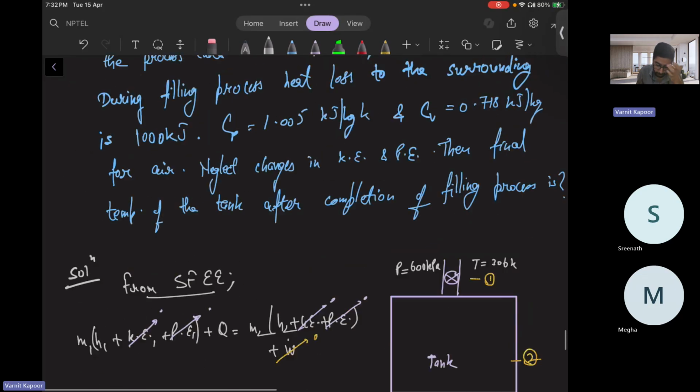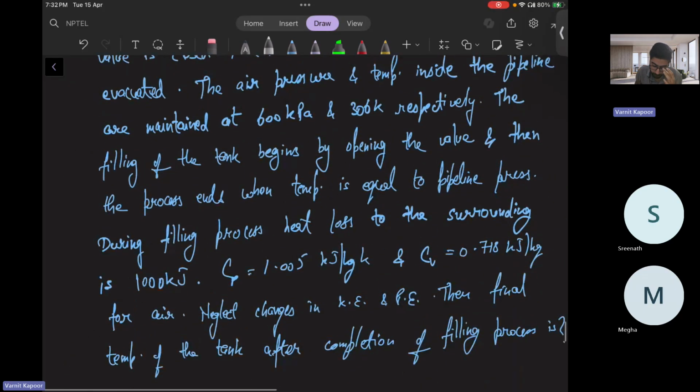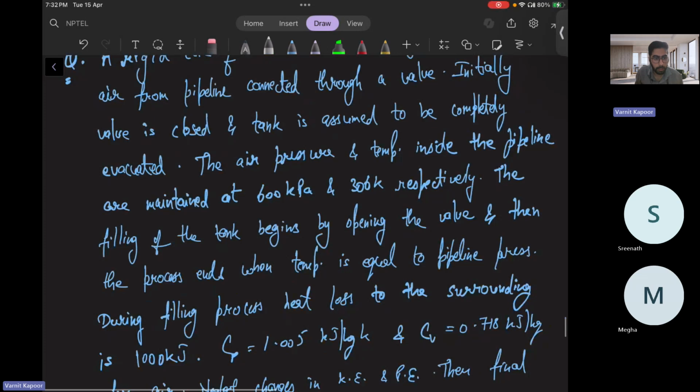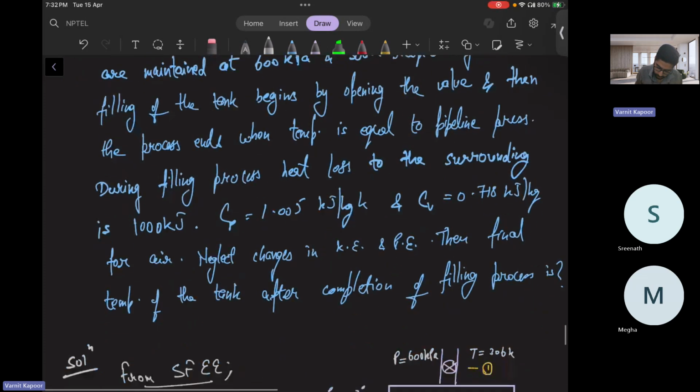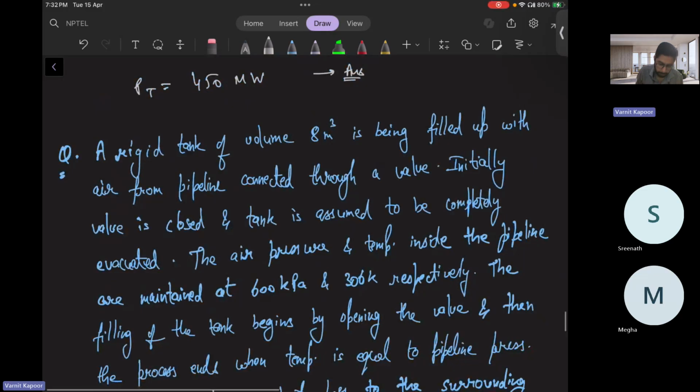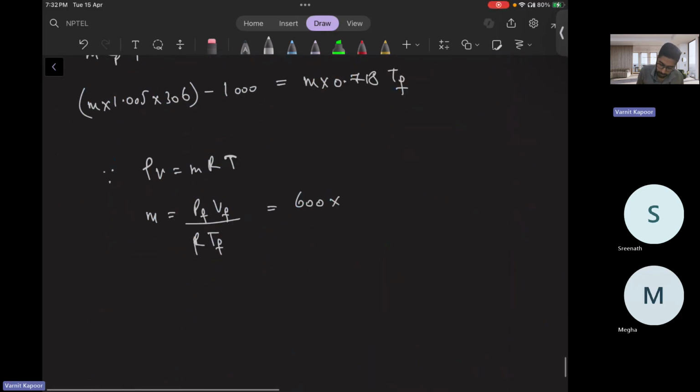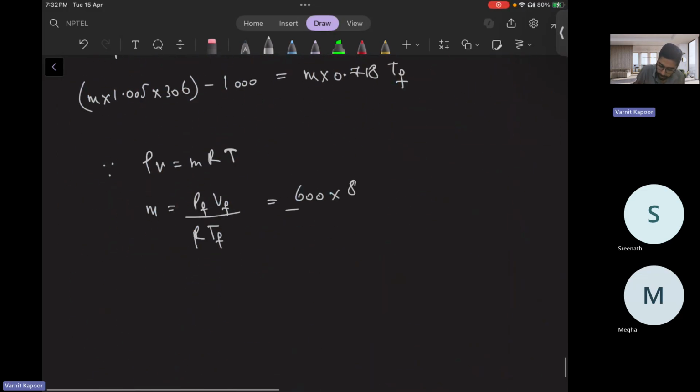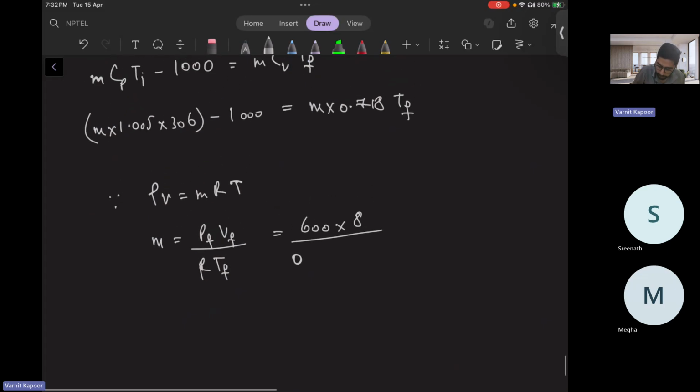What is the volume of the tank? Is it given? 8 meter cube. Yes, initially it is given as 8. R for gases, we know, is 0.287 for air, kilojoule per kg Kelvin. And T final you still don't know. But you know what the mass is in terms of this. Now you put this mass here.